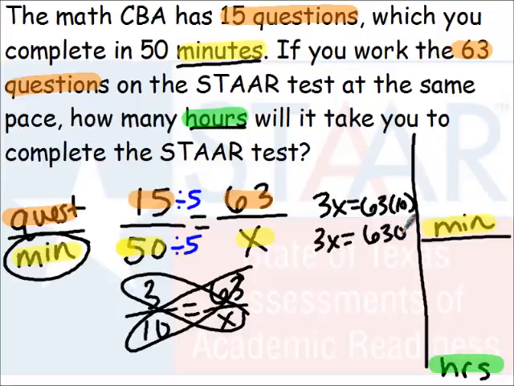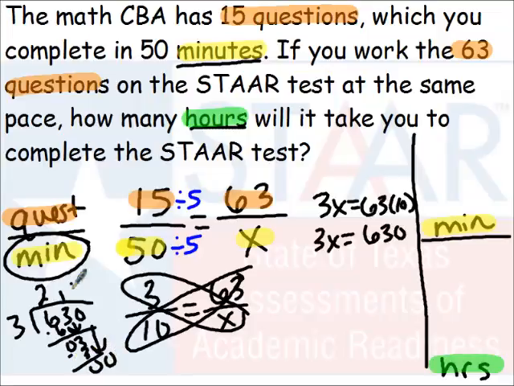So I'm ready to divide. 630 divided by 3. 3 goes into 6 2 times. Bring down the 3, it goes in 1 time. Bring down the 0, it goes in 0 times. So I have 210 minutes. But I'm asked again for hours. And so I'll need to convert the minutes into hours.